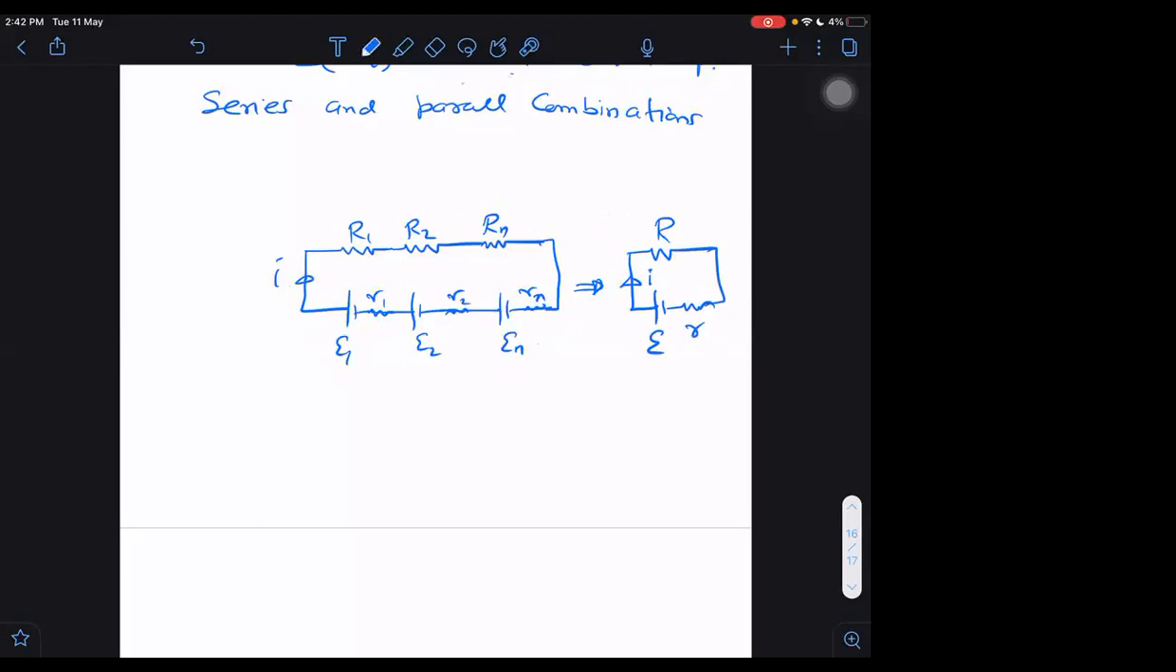So all I need to do is write the equation in the closed loop. What equation do we have? I think you can tell that it will be E1.